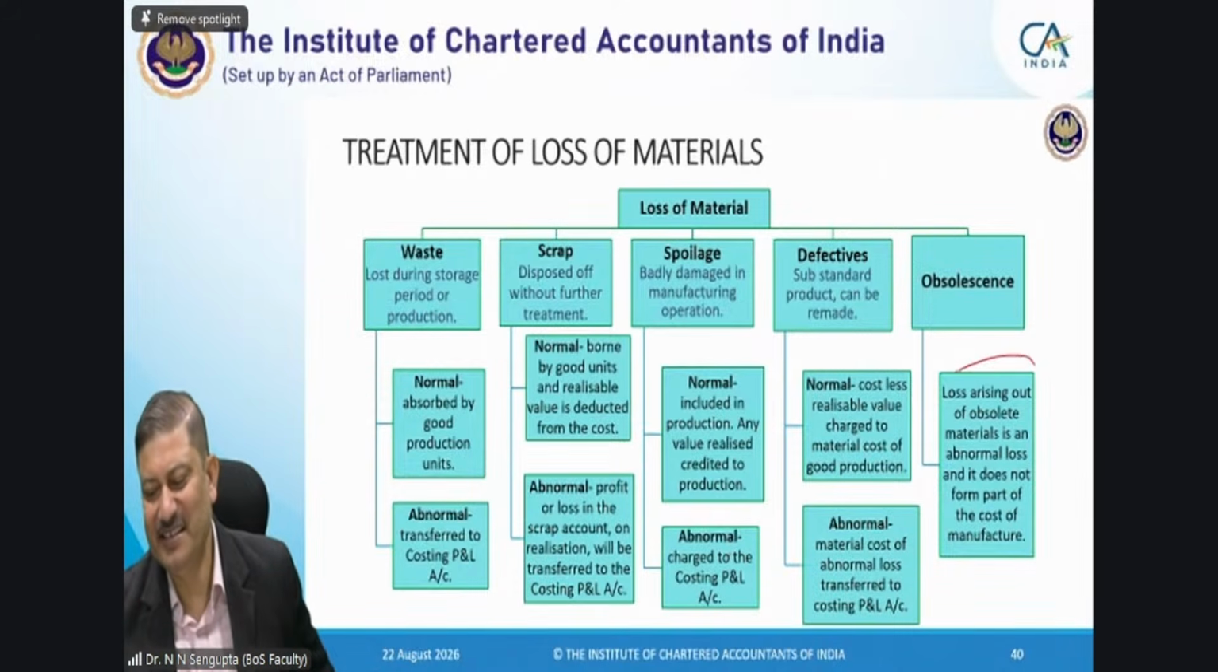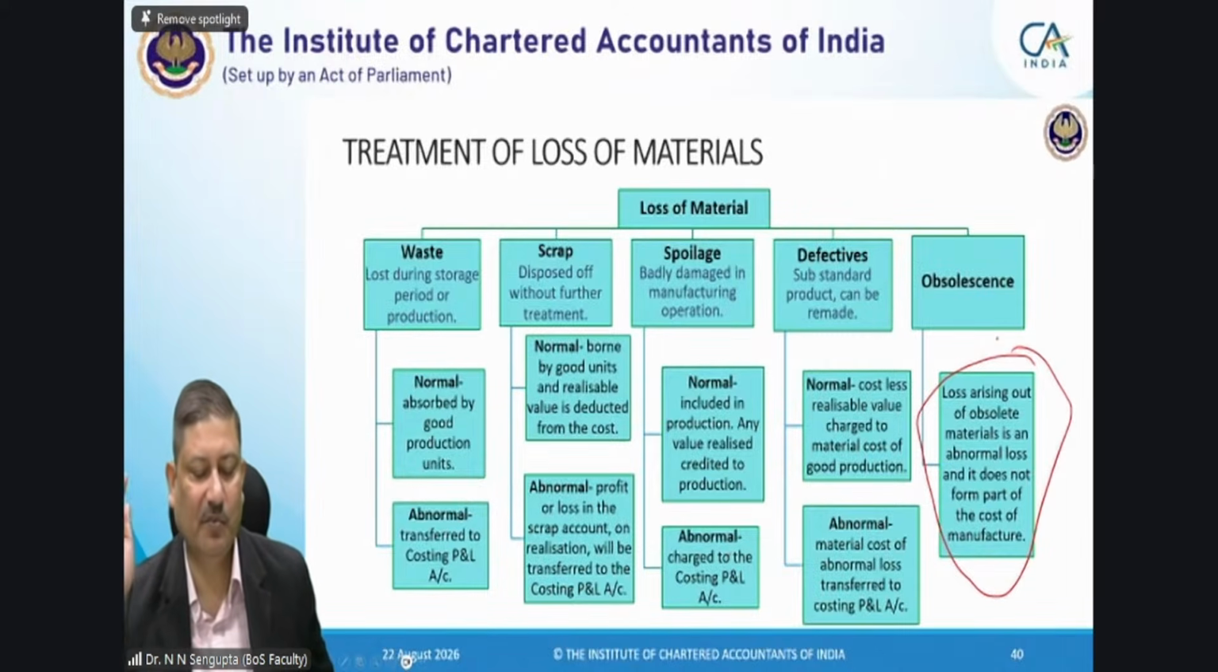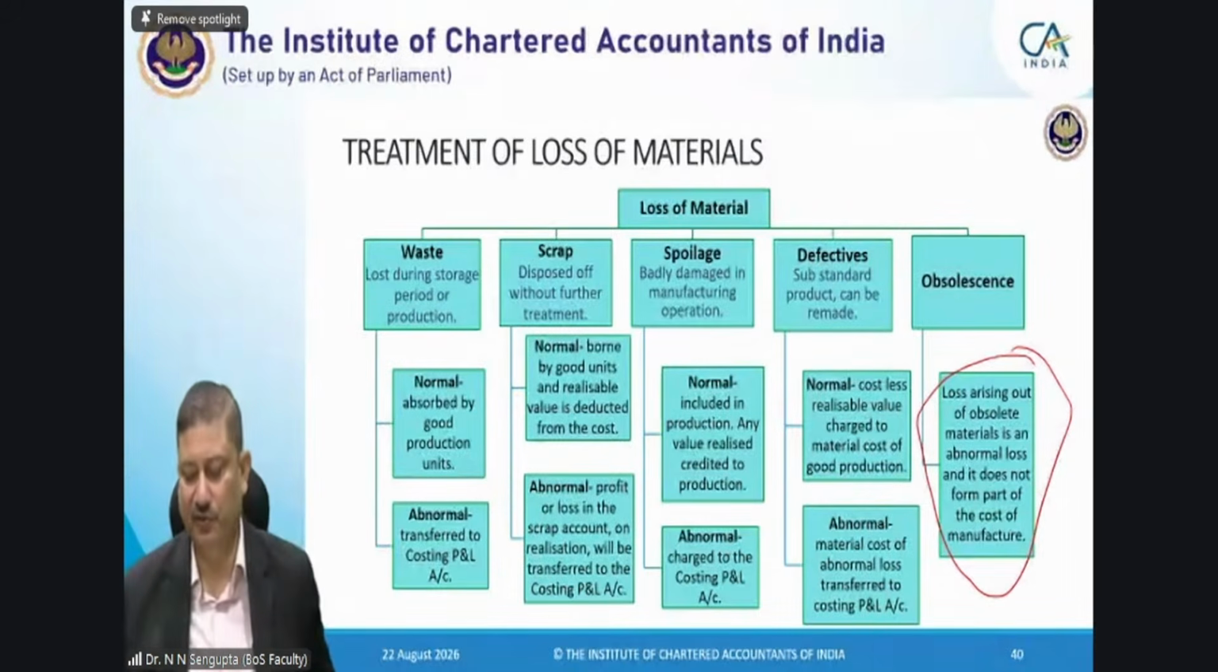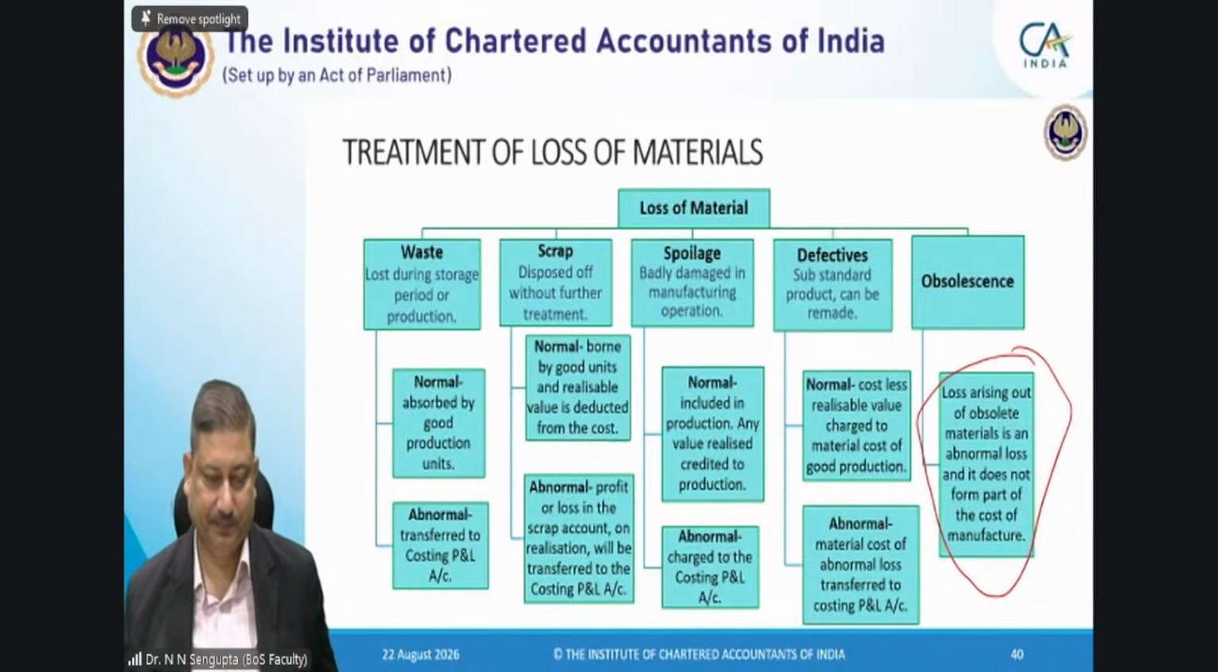And this is basically a loss, so there is nothing normal in this. But otherwise, normal generally will be absorbed by the good unit production, and abnormal will be charged to costing PL. So, a very important chart of treatment of loss of material.